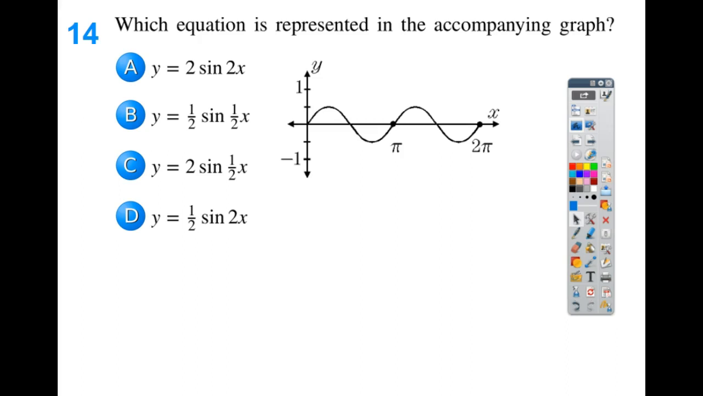It's not A or C. Okay, so first of all, why is it not A and C? Because it goes to a half. So I know it has to be B or D. How many periods do you see here? 2, so it has to be D.